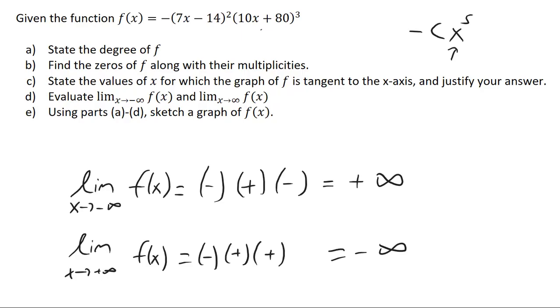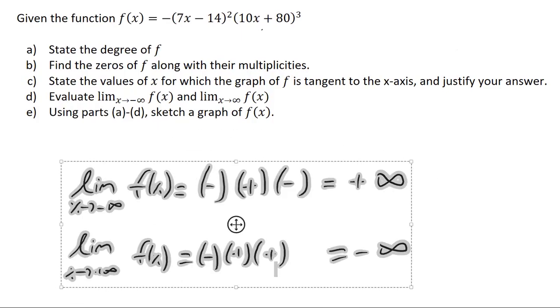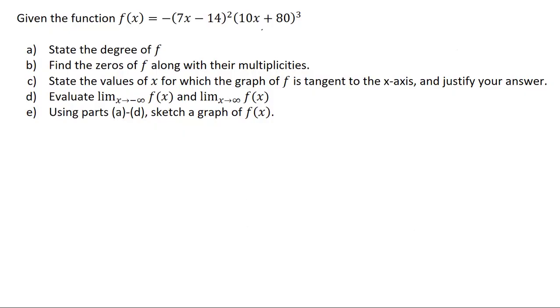Now, as x approaches positive infinity, well, these will be positive, but then there's a negative, right? So that's why it's negative infinity. And then as x approaches negative infinity, well, negative to the fifth power gives us negative. Two negatives make a positive. Okay, that's the other way to go about it. All right, enough on that one. Now let's use parts A through D to sketch this function.